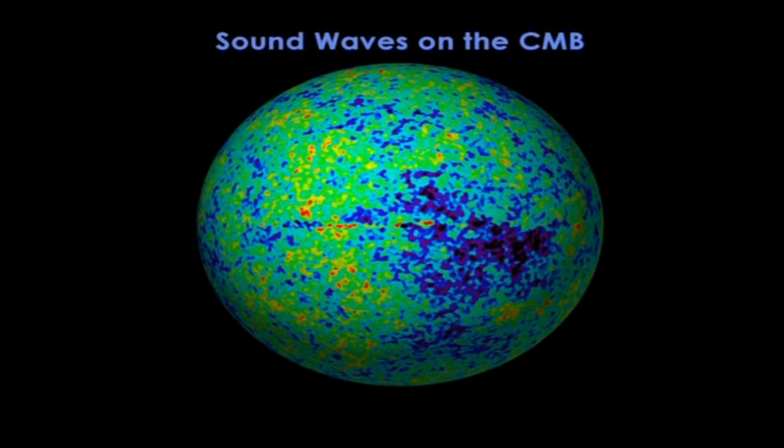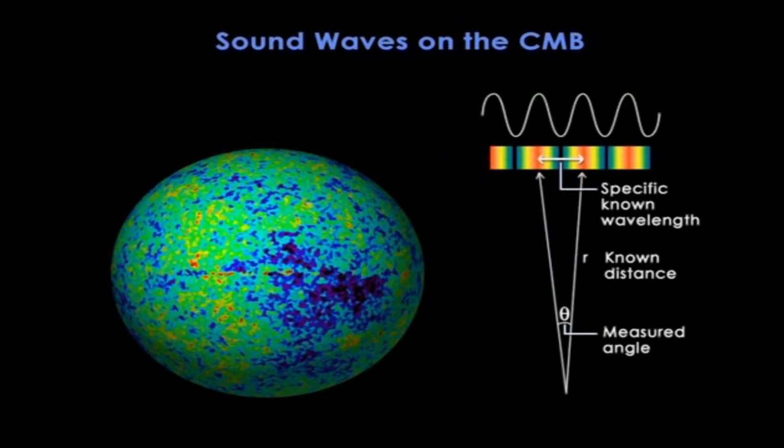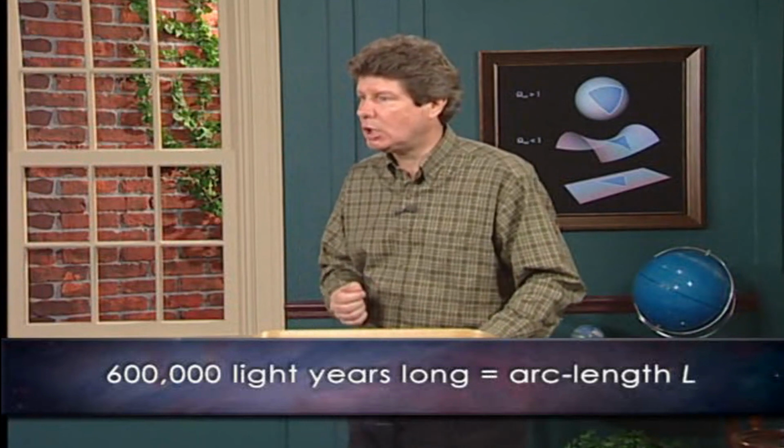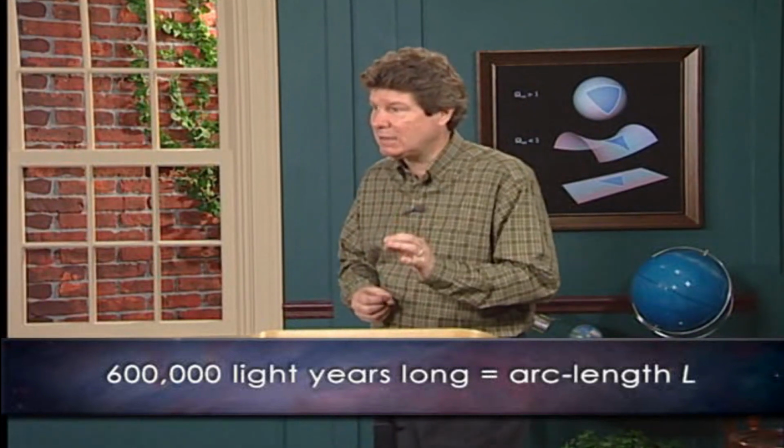So what we need is a feature on the microwave background whose physical length we know. Now, in lectures 15 and 16, we'll learn there are sound waves visible on the microwave background. And amongst these sound waves, there is a particularly strong fundamental tone with a specific wavelength. Now, the physics of the young universe is sufficiently simple that we can calculate that wavelength and be confident that we're correct. It's about 600,000 light years long. That's our arc length, L.